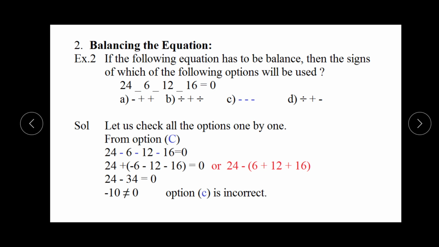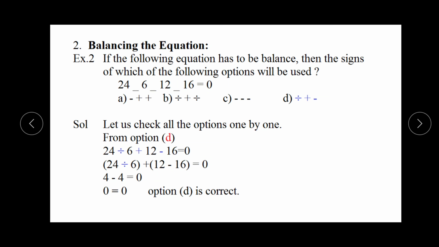Then we will check the third option. When we fill the blanks with the signs given in option C, 24 minus 6 minus 12 minus 16 is equal to 0. We can solve this in two ways. We can add all the minus values at one time, or we can take minus common and then add them. Both times it will equal 24 minus 34, which is not equal to 0 because minus 10 is not 0. So option 3 is also incorrect.